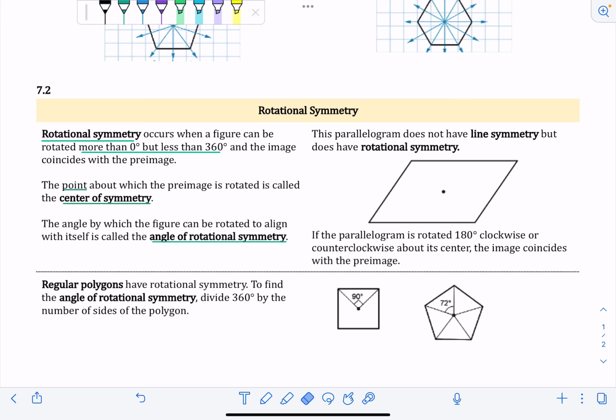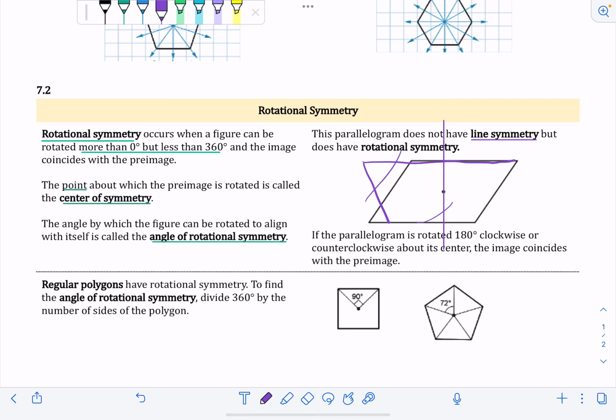And then on the right side, this parallelogram does not have line symmetry, and I'll try to draw a few different symmetry lines to prove that, but it will have rotational symmetry. So if I draw a line through the middle here and I reflect it, it's not going to be the same exact figure, because the long side is going to flip over here, and it'll end up being the opposite.